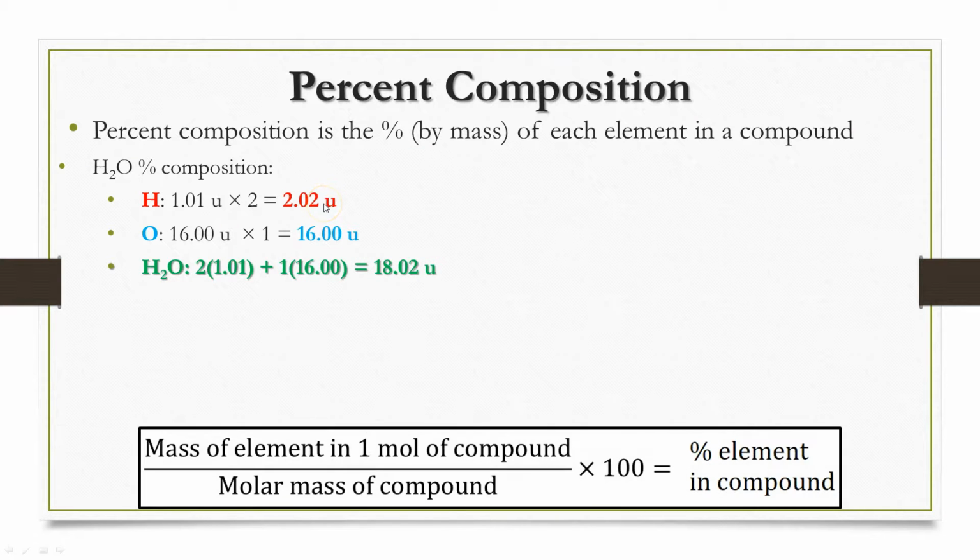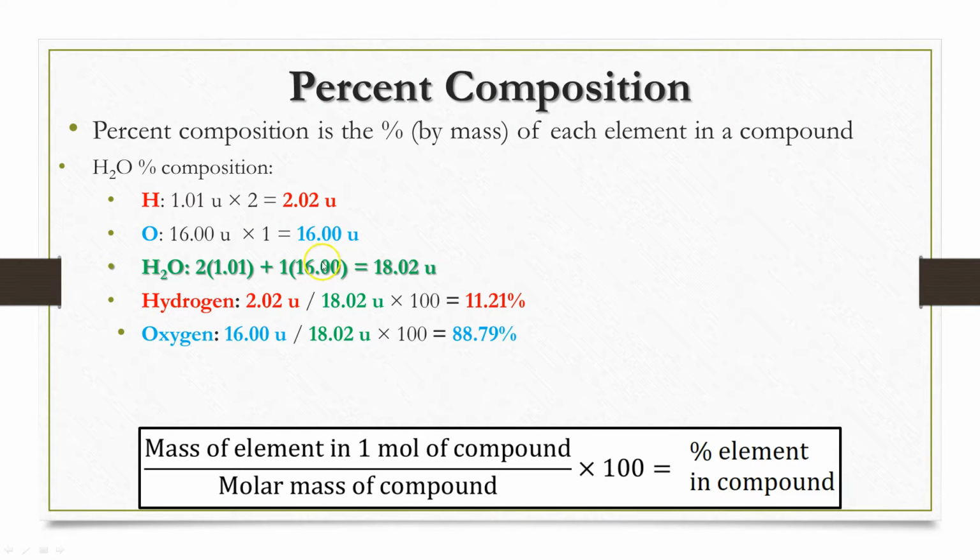These sum together. Now, when I want to figure out percent composition, I'm going to take the mass of the element in 1 mole of compound, divide it by the total molar mass of the compound, and multiply it by 100 because I'm trying to go for percentage. So let's look at hydrogen. Hydrogen is 2.02 atomic mass units, but the total amount for water is 18.02. So I take 2.02 divided by my total molar mass, 18.02, and multiply it by 100, and we can say that hydrogen makes up 11.21% of water. Oxygen, same idea. 16 divided by 18.02 times 100 is going to give me 88.79%.